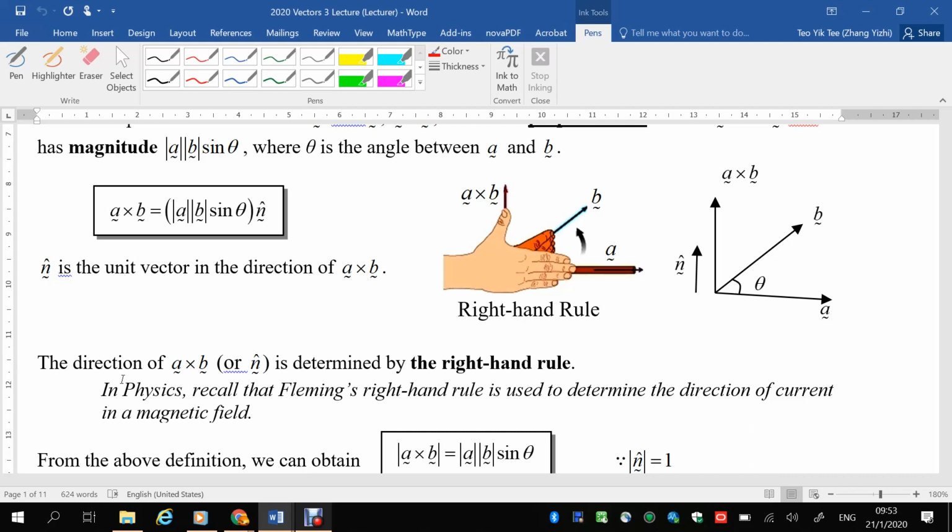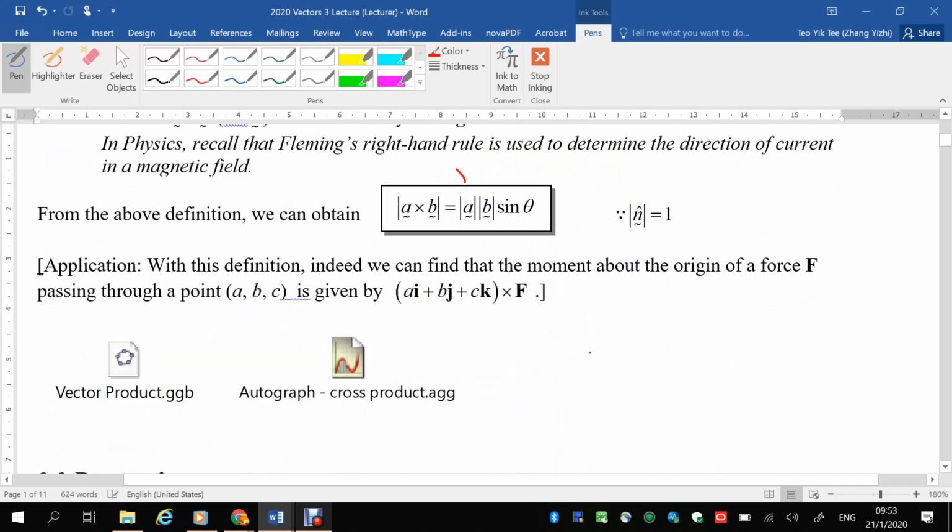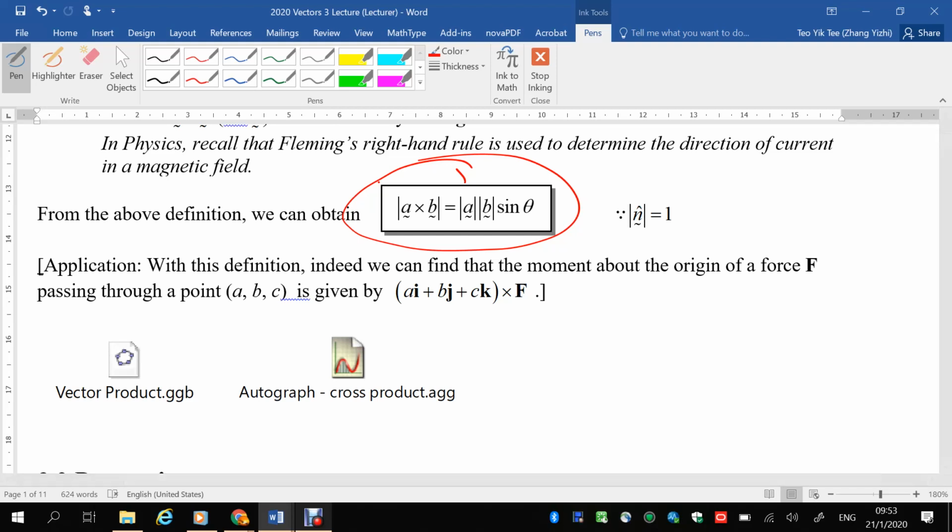And of course, remembering it is one thing. Don't forget the formula. The formula is the magnitude of A cross B equals magnitude A times magnitude B multiplied by sine theta. Very similar looking to your dot product, or scalar product, but on the left that's a magnitude, and on the right it's not cosine, it is sine theta.